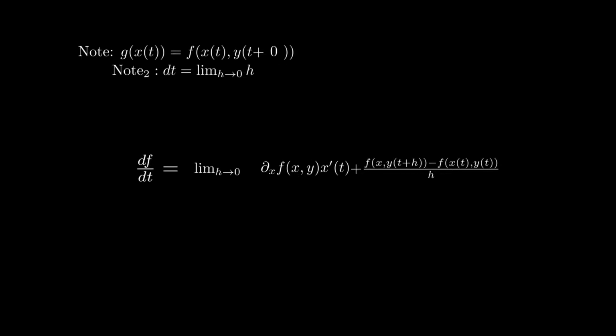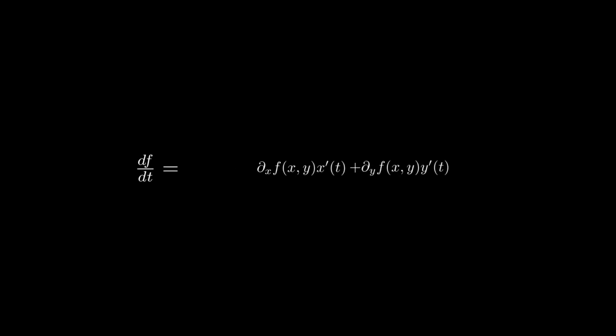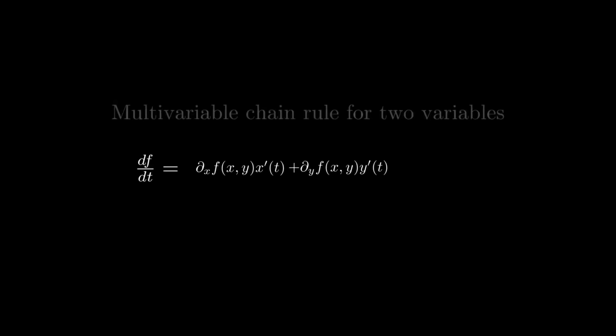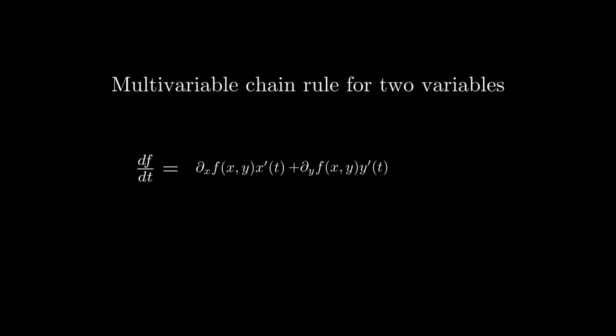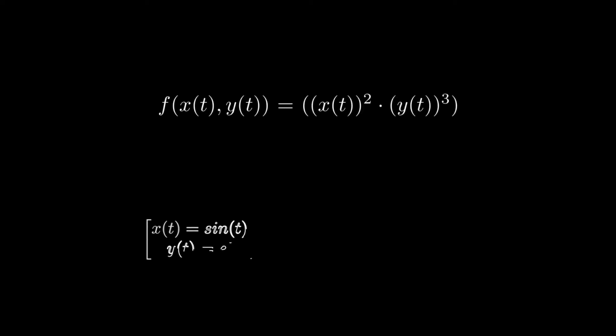We can apply the same logic for the second term to get the following result: partial y of f times y prime of t. This is the multivariable chain rule for two variables. Let's try this out on an example. Our example in this case will be x squared times y cubed, where x is equal to sine of t and y is equal to e to the t.